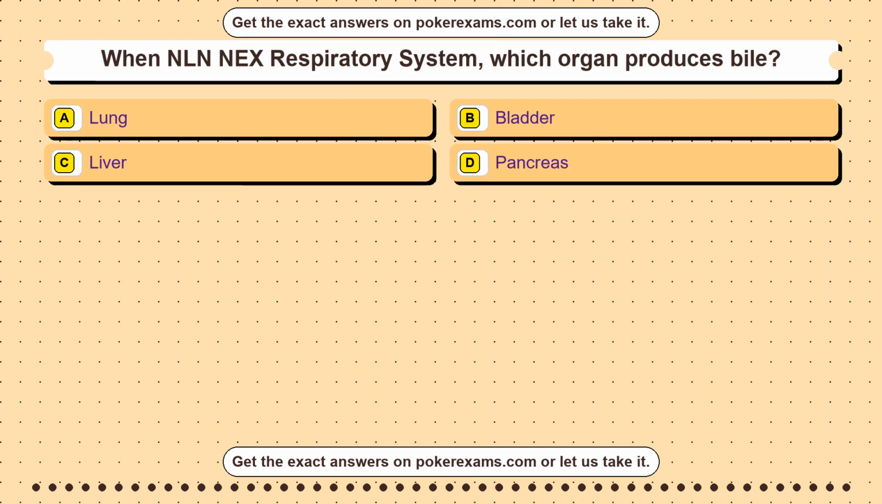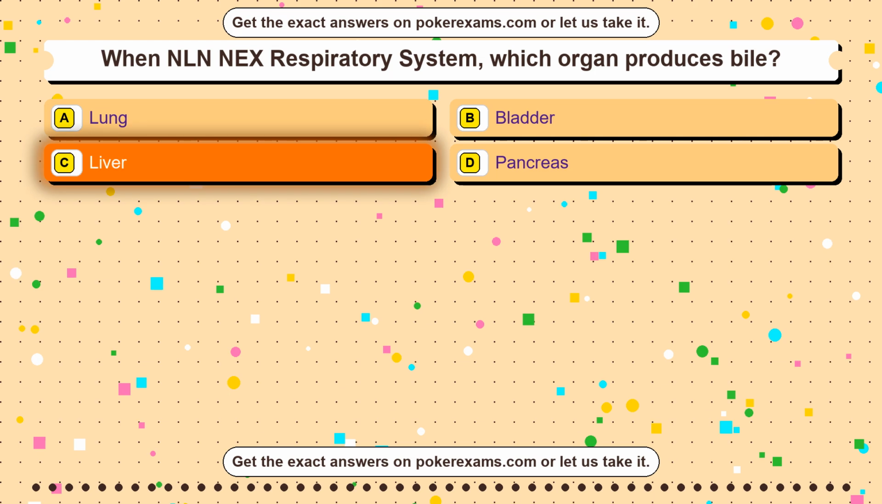Question 39. In GED reading comprehension practice, which idea is protected by checks and balances? Option A, courts write every law. Option B, states have no role. Option C, no branch has unlimited power. Option D, one branch controls all laws. The correct answer is option C. No branch has unlimited power.